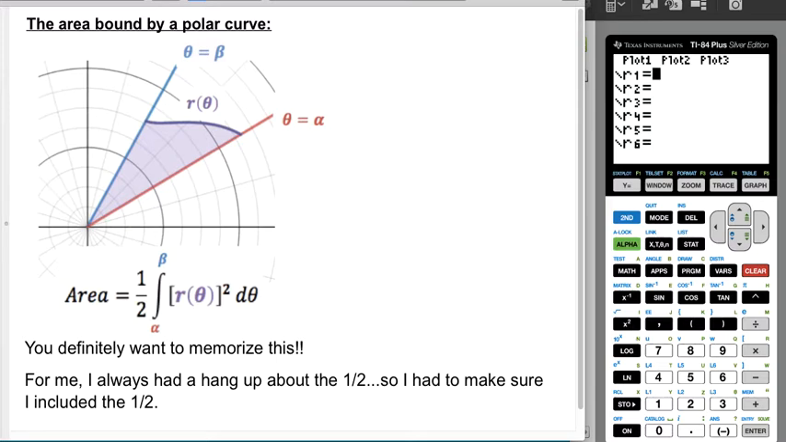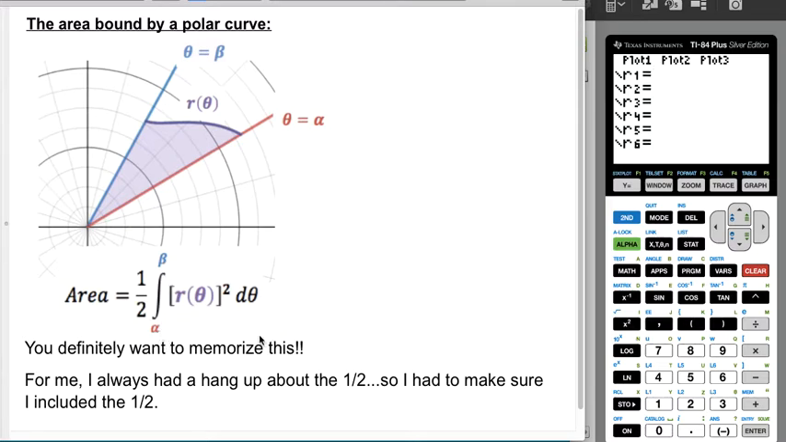All right, so the area bounded by a polar curve. You can see here that I've got a chunk of a curve I called r of theta, and I'm going from theta is some alpha to theta is some beta. The area is 1/2 the integral from alpha to beta of r squared d theta.